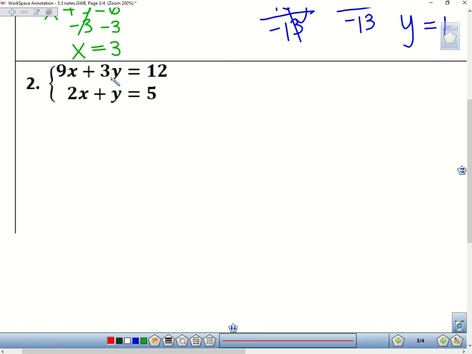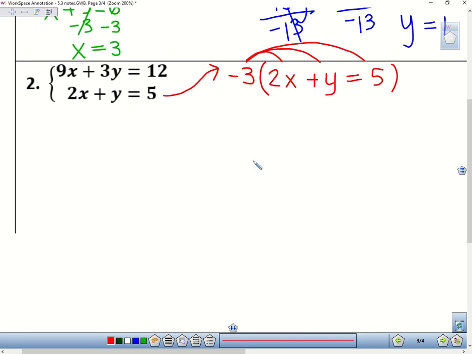So if I want to cancel out the 3y, I'm going to need a negative 3y, right? So if I multiply this whole bottom equation by negative 3, I can make that coefficient of the y negative 3, which is what I want. So I'm going to take that bottom equation and multiply it by negative 3 because that's going to make the y's cancel out. I'm going to use the distributive property here. And when I do that, I get negative 6x minus 3y is equal to negative 15.